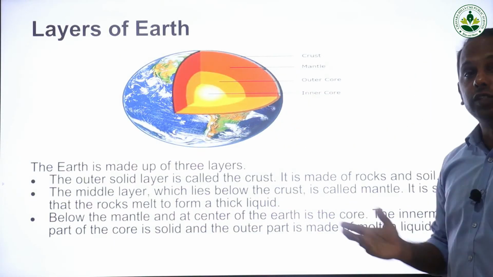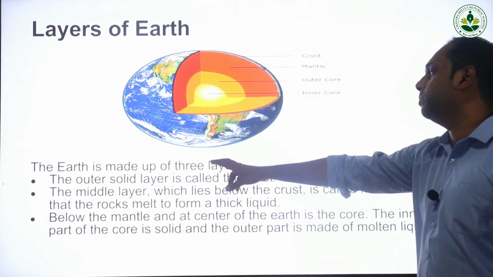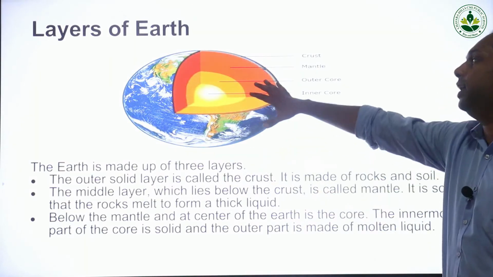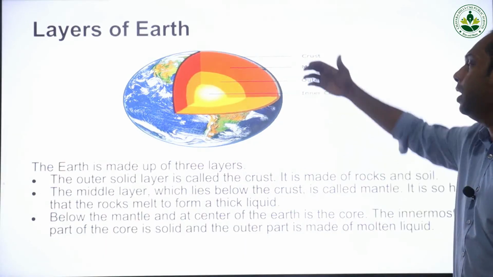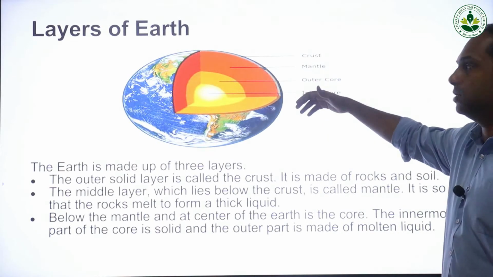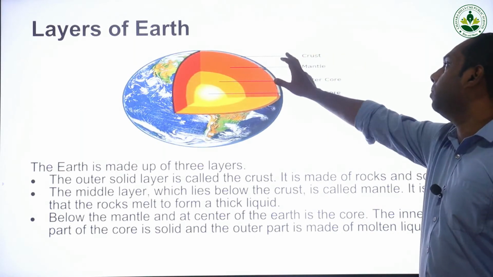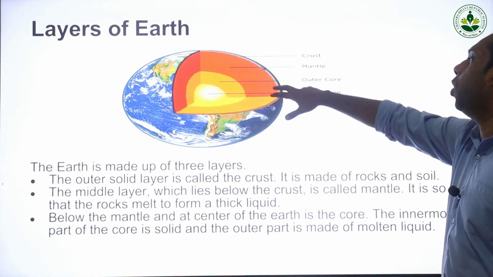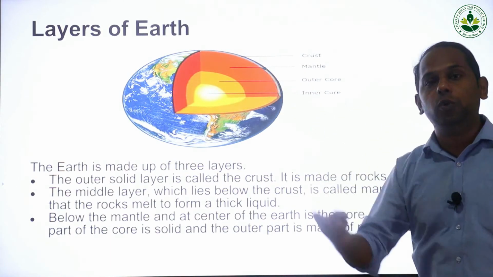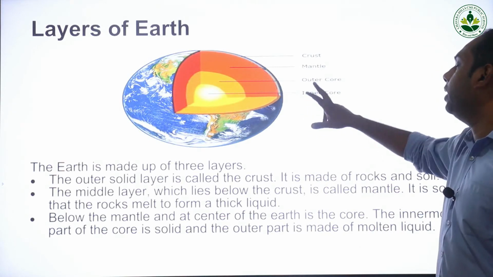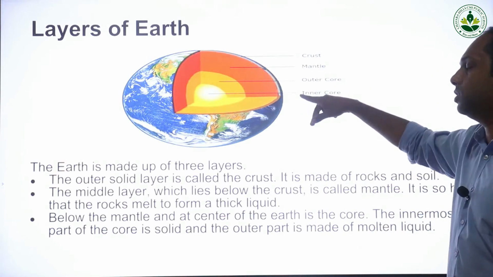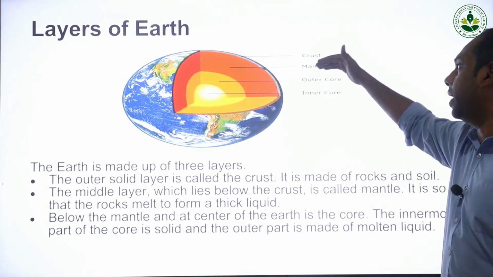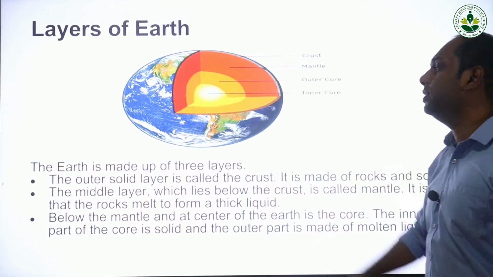Now we can study the layers of Earth. The Earth is made up of 3 layers. As you see in the image, the Earth mainly has 3 layers: the crust, the outer part, and just below the crust there is the mantle and the core. The core is again divided into 2 types, outer core and inner core. So these are the layers: crust, mantle, core, with the core divided into outer core and inner core.